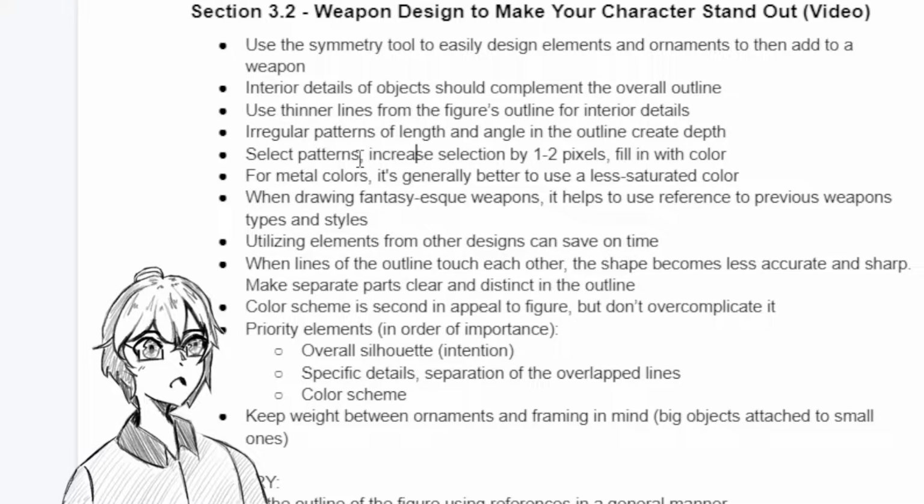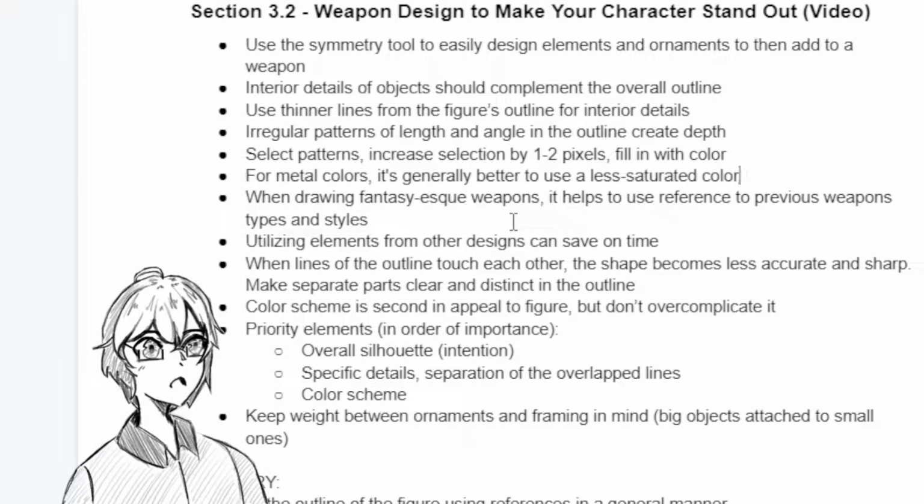And then just a general tip that she notes: you want to select the pattern, increase the selection by about 1 to 2 pixels from what you've selected of the weapon, and then fill in with color. This will make coloring the weapon a lot easier, and it'll give you a color mask that you can just color on top of, rather than having to really focus on coloring inside the lines. With that, for metal colors, it's generally easier to use a less saturated color, just something to keep in mind.